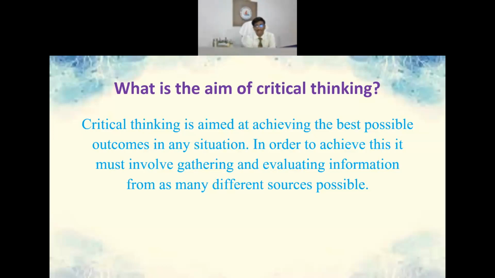Sometimes teachers blame, sir, no good children are in the class. There are no good children found in the class. How can I teach? No, that's not right. So this outcome in any situation, the best possible outcome, in order to achieve this, it must involve gathering and evaluating information from as many different sources as possible.